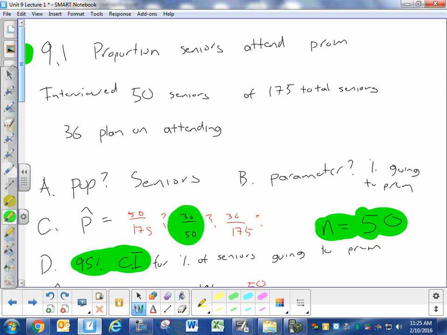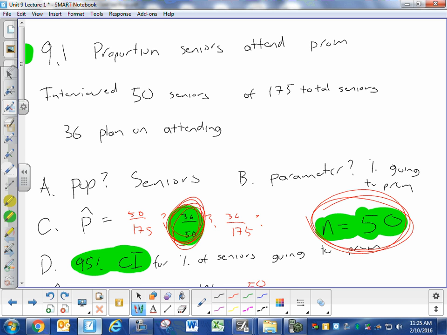That's wrong. What's our N value? N is our total sample size. Think about what you're using. Yes. I'm using my sample for P hat. I need to use that sample size for N. Perfect. All right. Good.